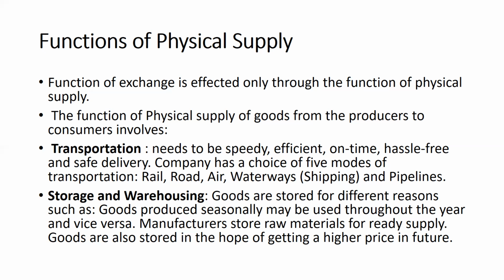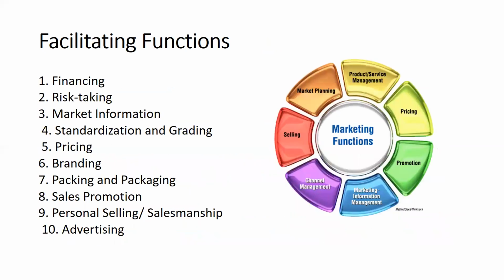The next activity is storage and warehousing. Goods are stored for different reasons, such as goods produced seasonally may be used throughout the year, and vice versa. Manufacturers store raw materials for ready supply. Goods are also stored in the hope of getting a higher price in the near future. So, therefore, storage and warehousing involves all these activities. The third grouping of functions, according to Clark and Clark, is facilitating functions.